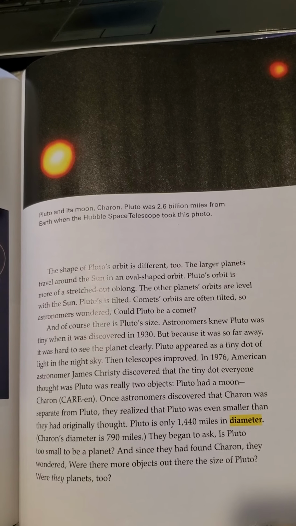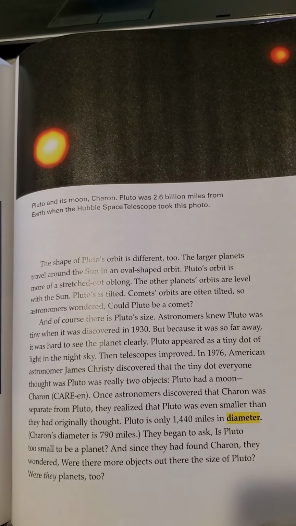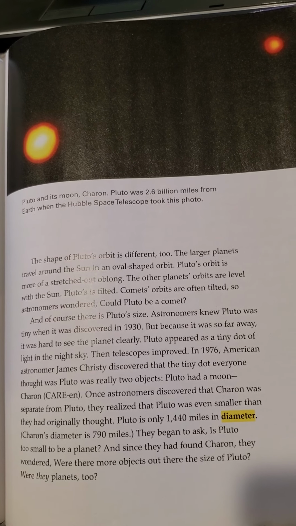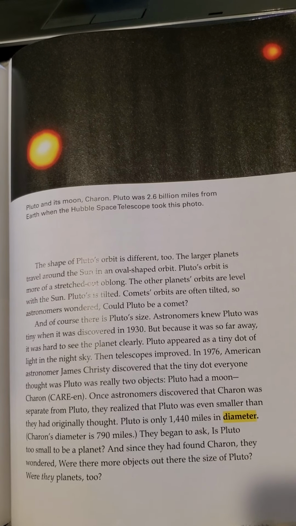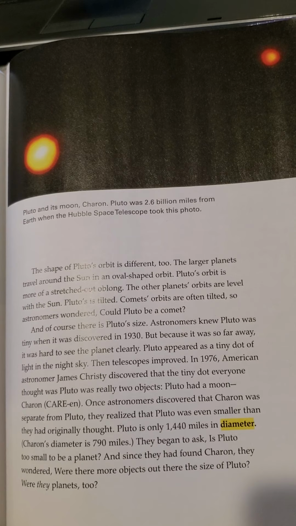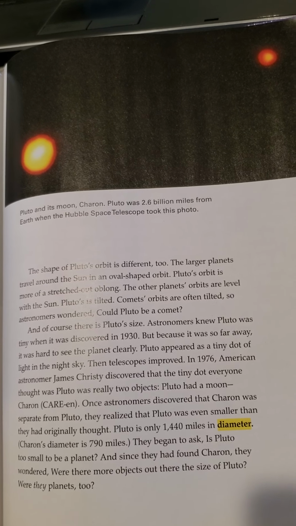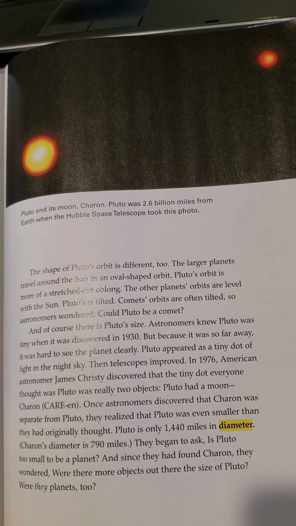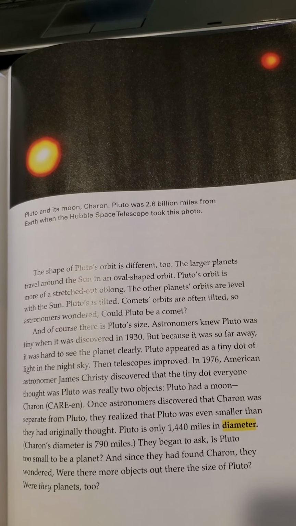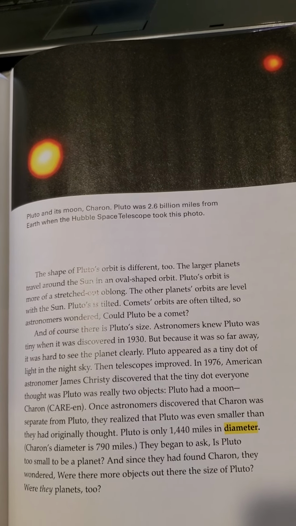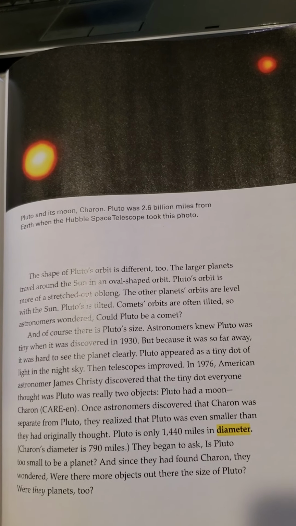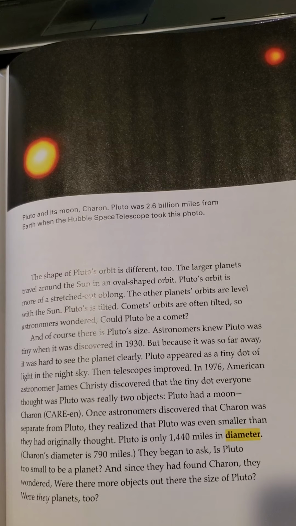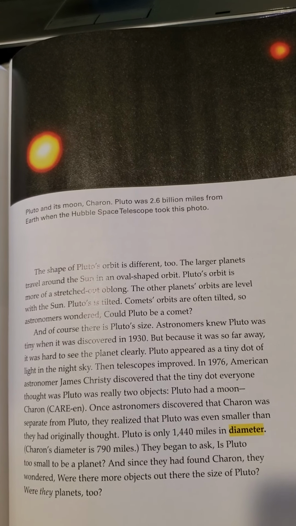Pluto appeared as a tiny dot of light in the night sky. Then telescopes improved. In 1976, American astronomer James Christie discovered that the tiny dot everyone thought was Pluto was really two objects. Pluto had a moon, Charon. Once astronomers discovered that Charon was separate from Pluto, they realized that Pluto was even smaller than they had originally thought. Pluto is only 1,440 miles in diameter.